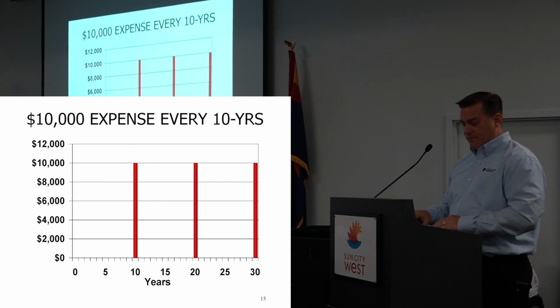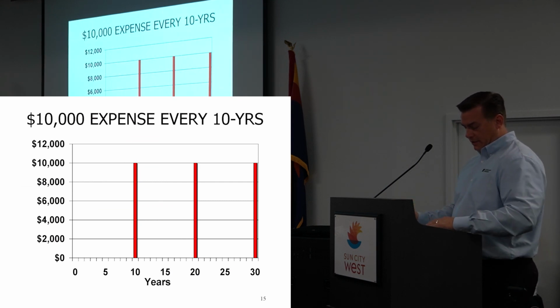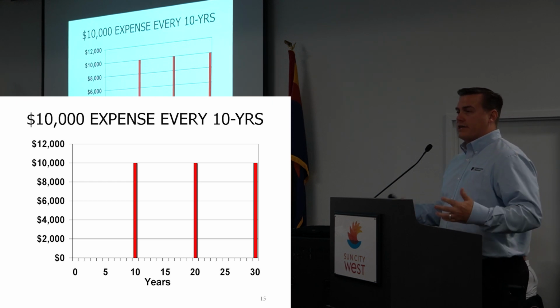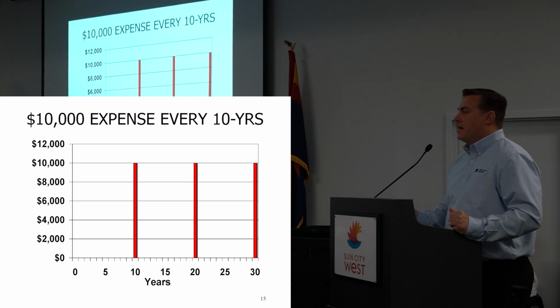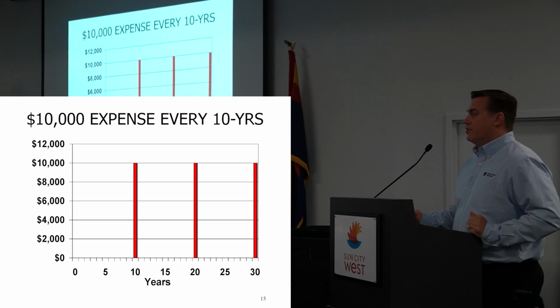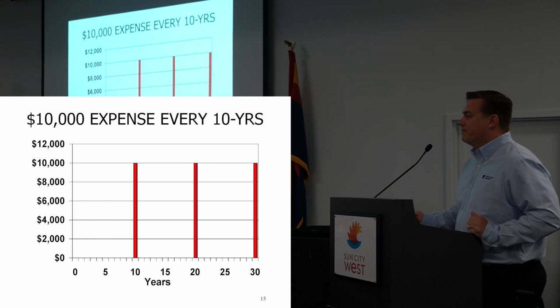Now, fortunately, this is a pretty simple concept, and I'm going to illustrate with an example of a $10,000 expense that occurs every 10 years. I've eliminated the effects of inflation to keep the illustration simple. So the question is, how much should be in the reserve fund to prepare for this recurring expense?